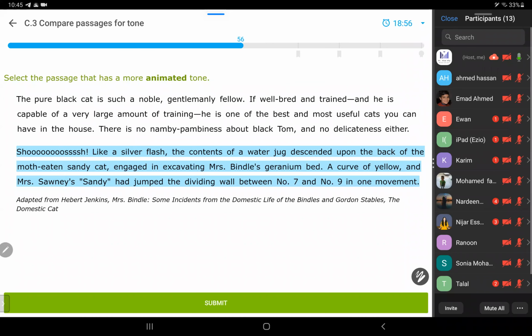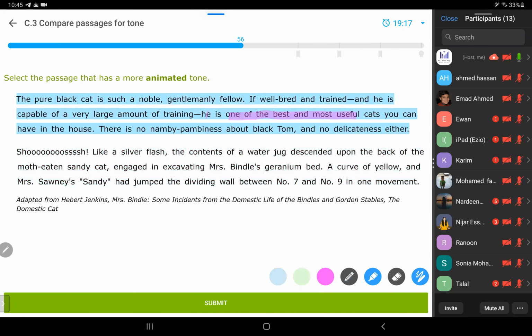The pure black cat is such a noble, gentle, manly fellow. If well bred and trained, and he is capable of a very large amount of training, he is one of the best and most useful cats you can have in house. There is no namby-pambiness about Black Tom, and no delicateness either.